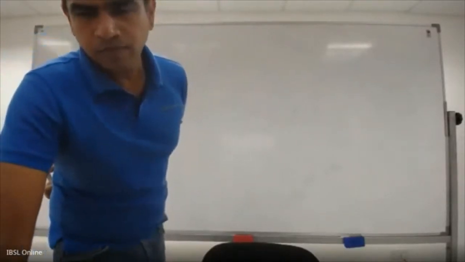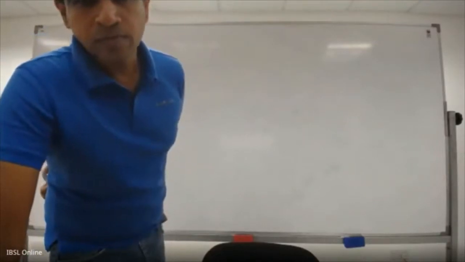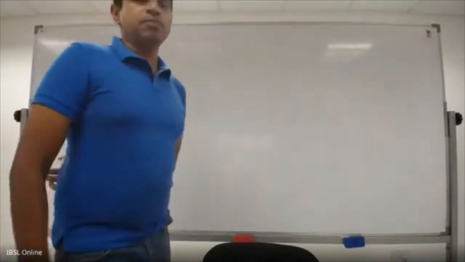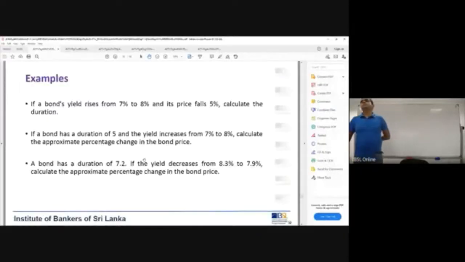By the way, before we go there, let's go back to the example that we just did, right? Now, in these examples, we assumed that the duration figures given were Macaulay duration, and we calculated modified duration. Now, let's assume that these figures given are modified duration, and do our calculations again.